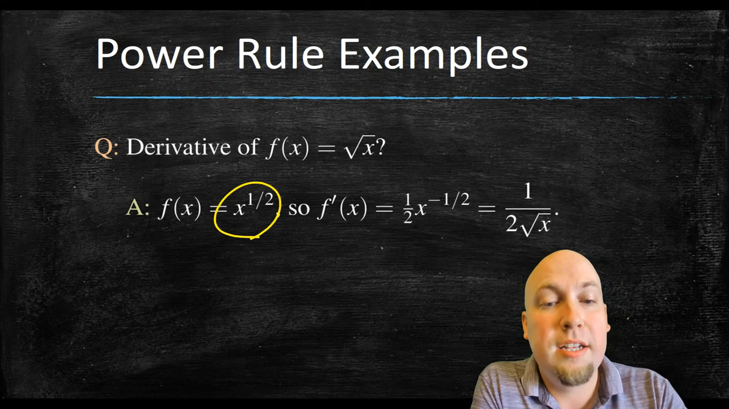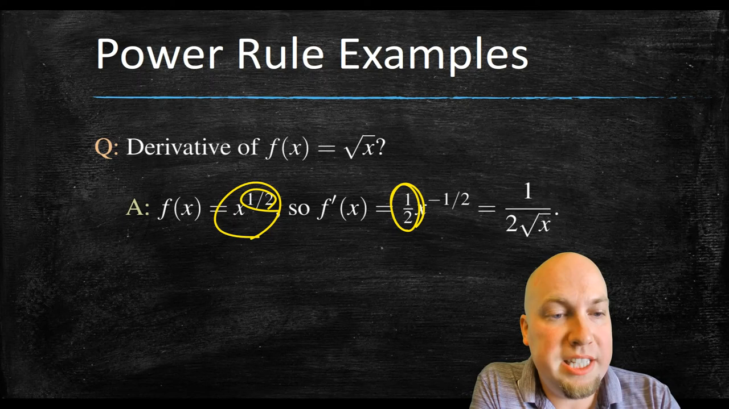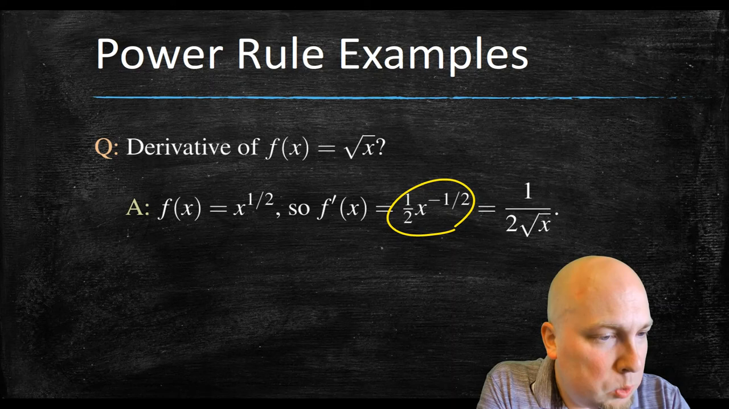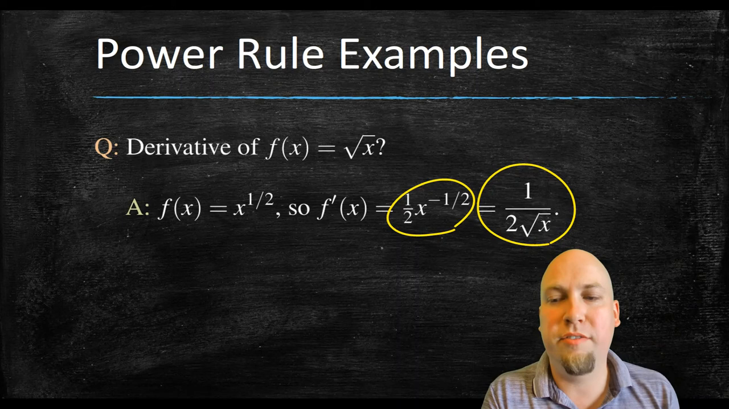So f of x equals x to the power 1 half. So the derivative of this guy, you bring the 1 half out in front, so that's why we get this 1 half here, and you decrease the exponent by 1. So 1 half becomes minus 1 half. Okay, and then again, if you just write that in a bit more of a human way, it's 1 half x to the power minus 1 half, or maybe a bit more sanely, it's 1 over 2 root x. Again, remember your exponent rules to write that in a bit more of a comfortable way.